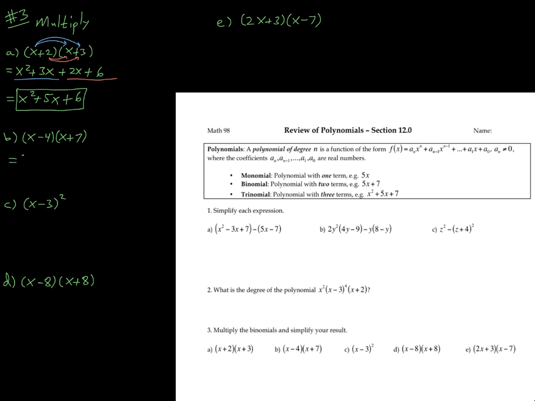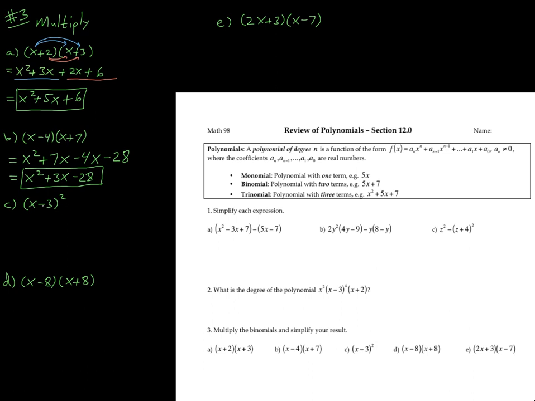Okay, so let's do B. Distribute the x. We're going to get x squared plus 7x. Distribute the minus 4, so that'd be minus 4x and then minus 28. Then combine like terms: x squared, 7x minus 4x would be positive 3x, and a minus 28. Again, we see that pattern emerge. The x squared came from x times x. The 3x came from 7 minus 4, because you see that right there in the middle. And the minus 28 came from the product of minus 4 and 7.